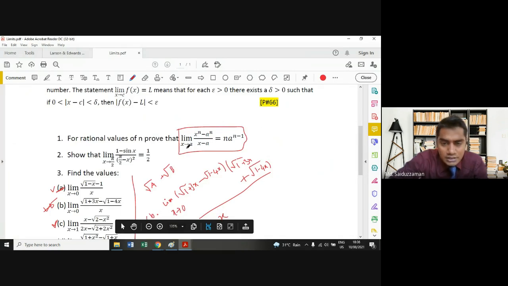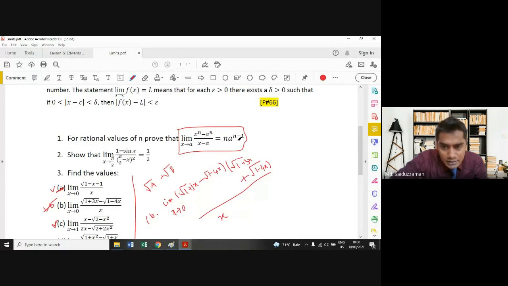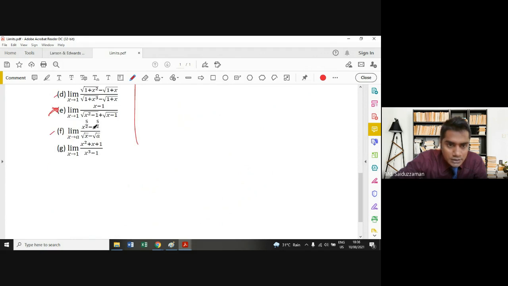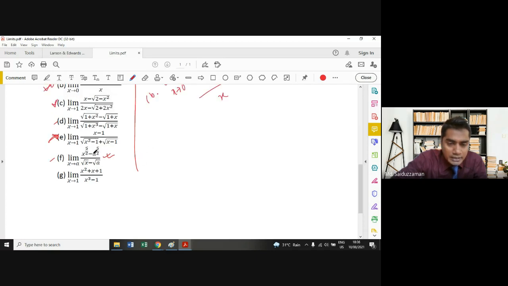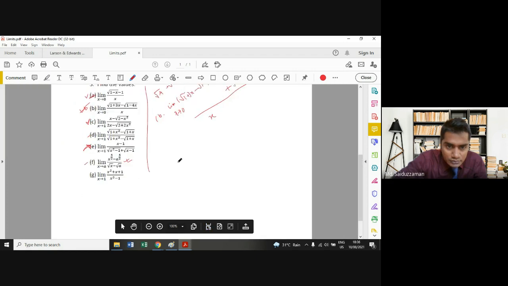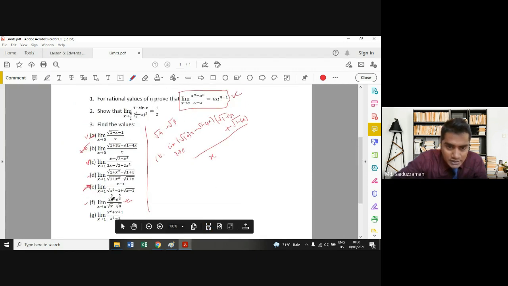So this is the formula: limit x tends to a, x to the power n minus a to the power n divided by x minus a equals n a to the power n minus 1. Please remember this formula. If you look into this example, then you can apply the formula directly. Here, x to the power 5 by 2 minus a to the power 5 by 2. I am rewriting this to make the relationship. Can you see this clearly? Isn't it exactly the same format? Yes, sir.